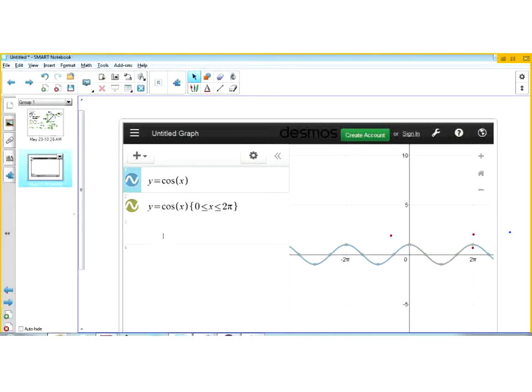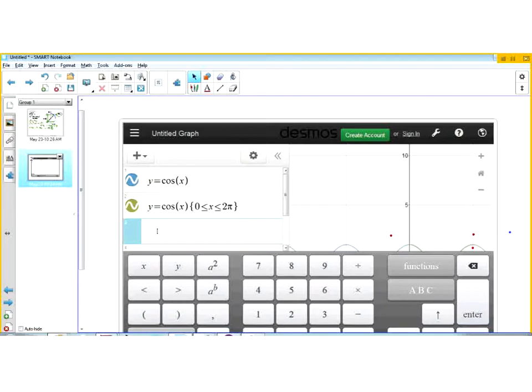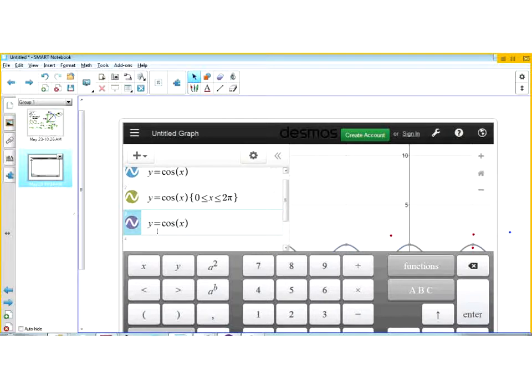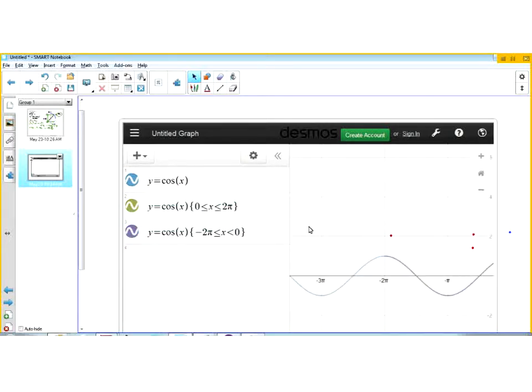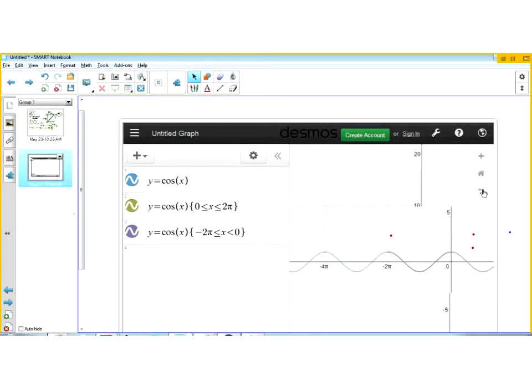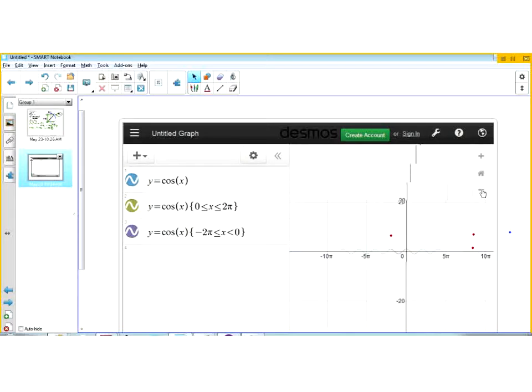But the green is 1 period, so we can construct another period, say from negative 2 pi to 0. So y is equal to cosine x from negative 2 pi less than or equal to x less than or equal to 0. And so now the purple would be a second period. So if we zoom out, you'll see the purple and the green are 2 periods. And if you zoom out even further, you'll see the periodicity manifests itself for the cosine function.